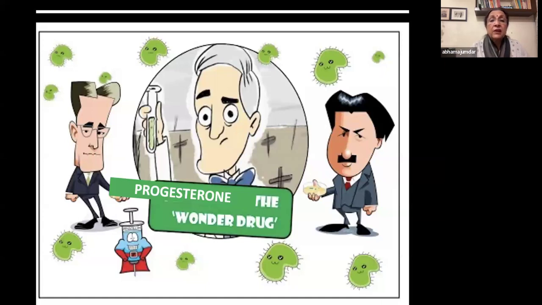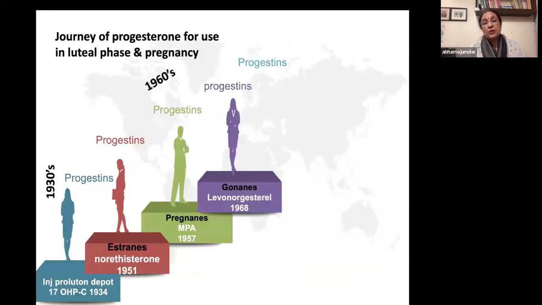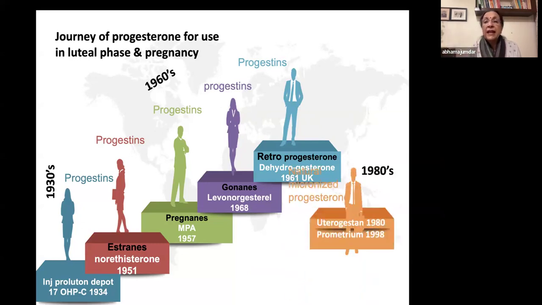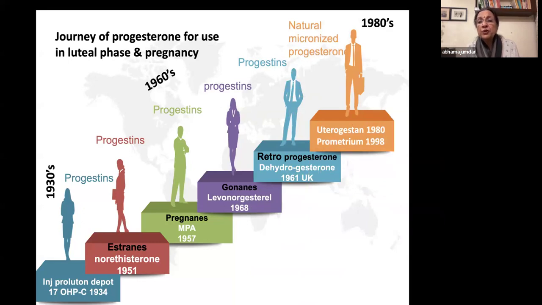So what is a wonder drug in luteal support? Progesterone is the wonder drug in luteal support. And what is the journey of progesterone for use in luteal phase and pregnancy? Well, we started with injection Proluton depot in the early 1930s, and then estranes, pregnanes, guananes all came up. Then came another drug, which is used even today, which is dihydrogesterone, a retroprogesterone. Like if you see the structure of a micronized progesterone, if you reverse it, it becomes dihydrogesterone. And then came Prometrium or Utrogestan in the 1980s and 1998, which is pure micronized progesterone.